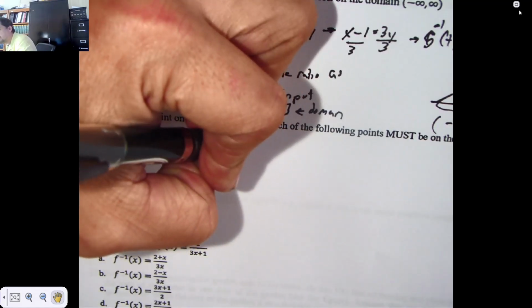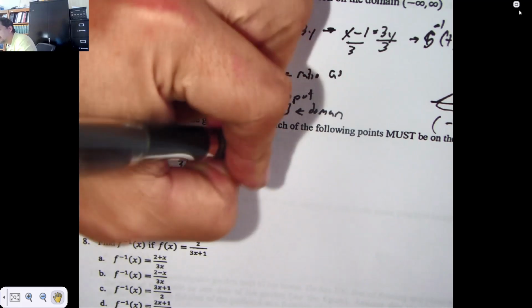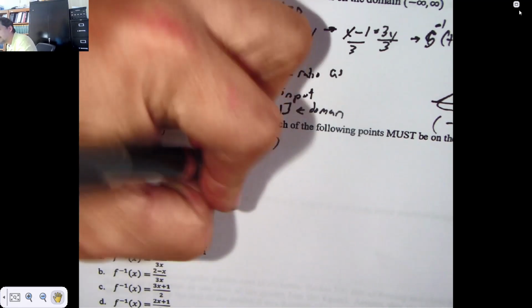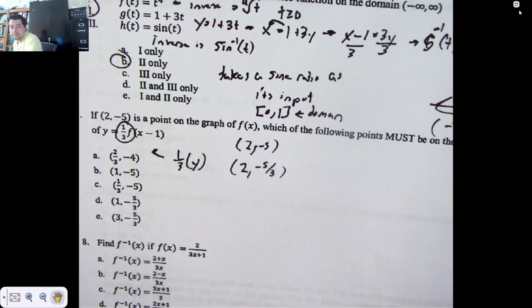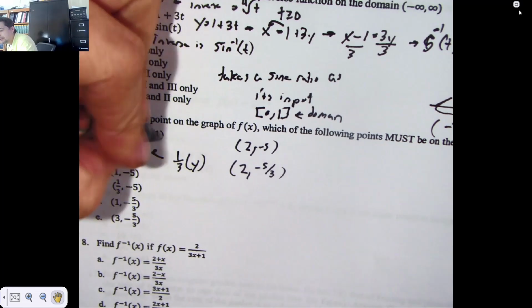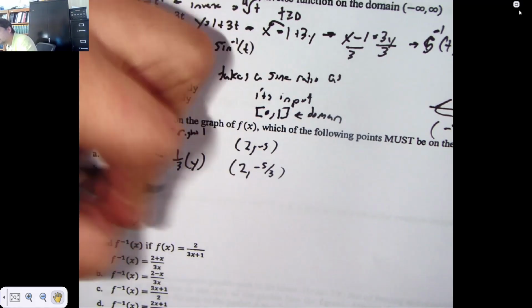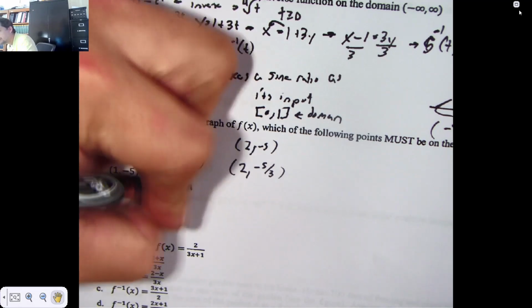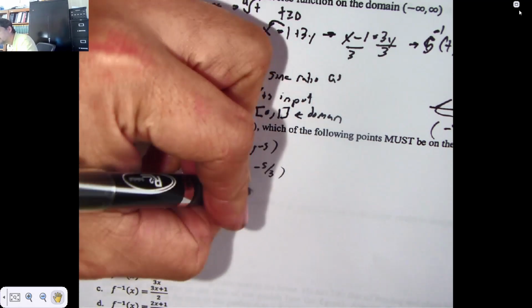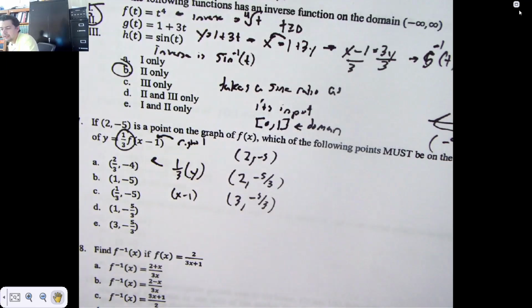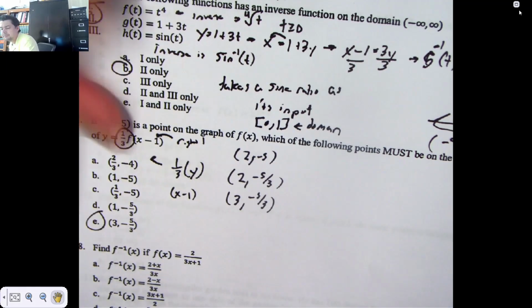So the original point was 2, negative 5. If I take a third of y, I'd be at 2, negative 5/3, because I take a third of negative 5. And then I've got this guy right here, which means right 1. So I'm going to handle this x minus 1. I'm going to move right 1. And ta-da, there she is, choice E.